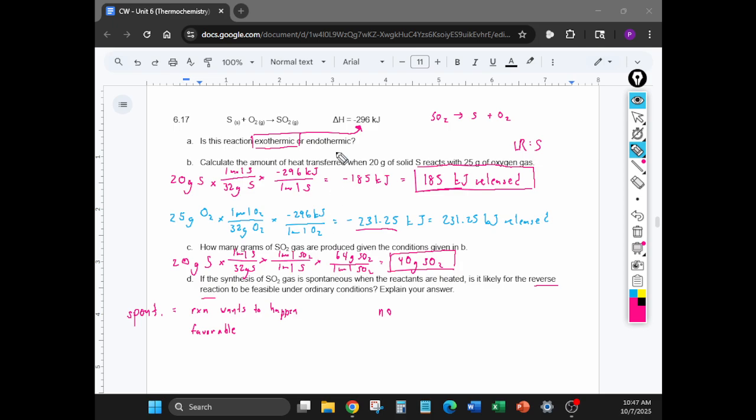And the reason why is because this is spontaneous. It's favorable in this direction. Okay, so you would say something along the lines of the reaction is favorable the way that it is.